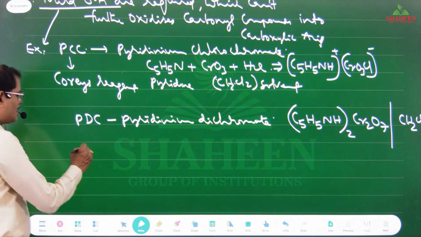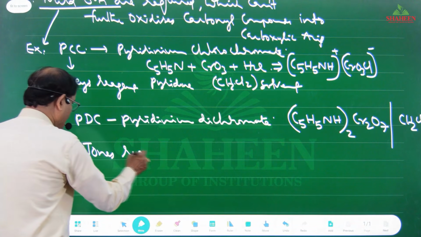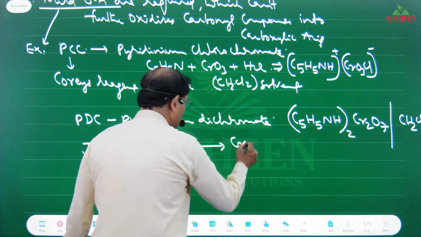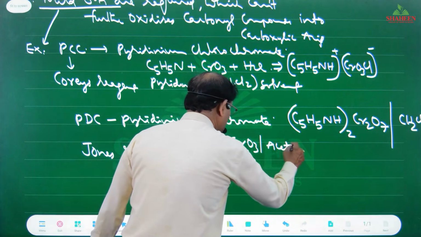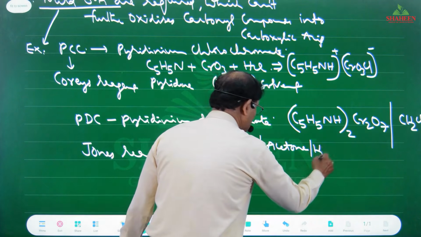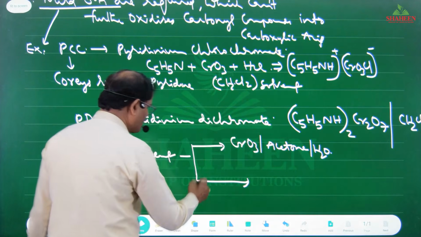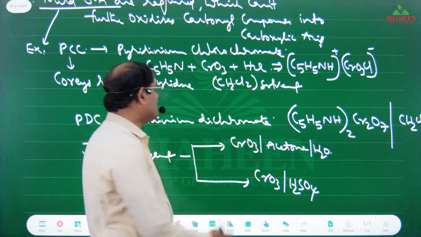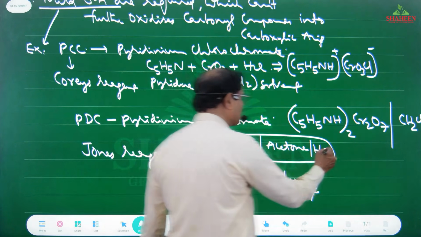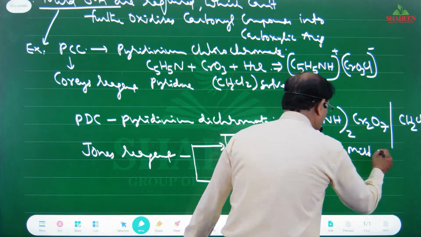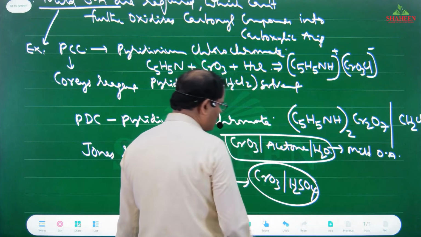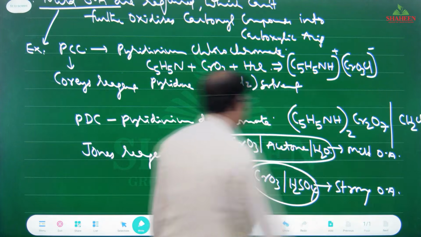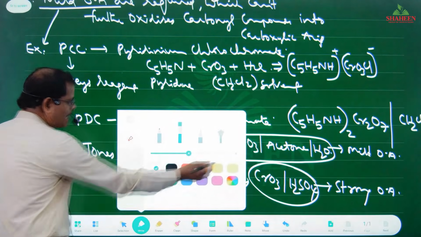And we also have another one, Jones reagent. Here Jones reagent is of two types. One is CrO3 in the presence of acetone and water. The other is CrO3 in the presence of sulfuric acid. In the presence of acetone and water it acts as a mild oxidizing agent, and with chromium oxide and sulfuric acid it is a strong oxidizing agent. So here we use the mild oxidizing agent only.